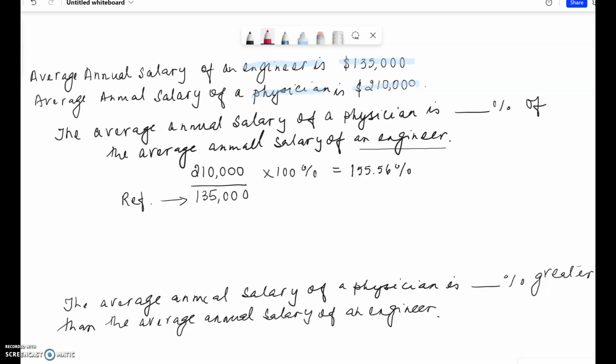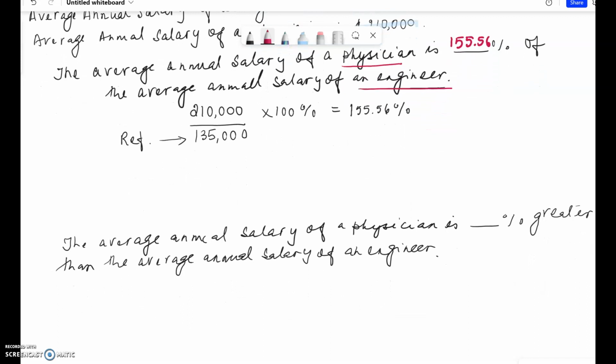So that's what fits in here, 155.56%. So the average annual salary of a physician is 155.56% of the average annual salary of an engineer. Now, this is slightly different. The average annual salary of a physician is blank percent greater than the average annual salary of an engineer.